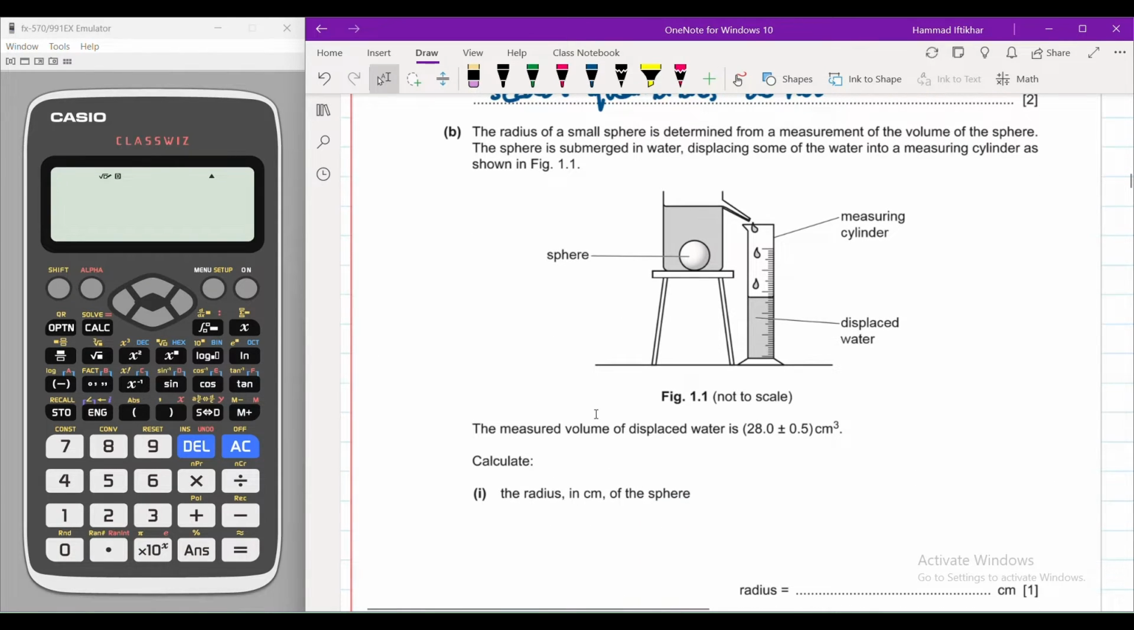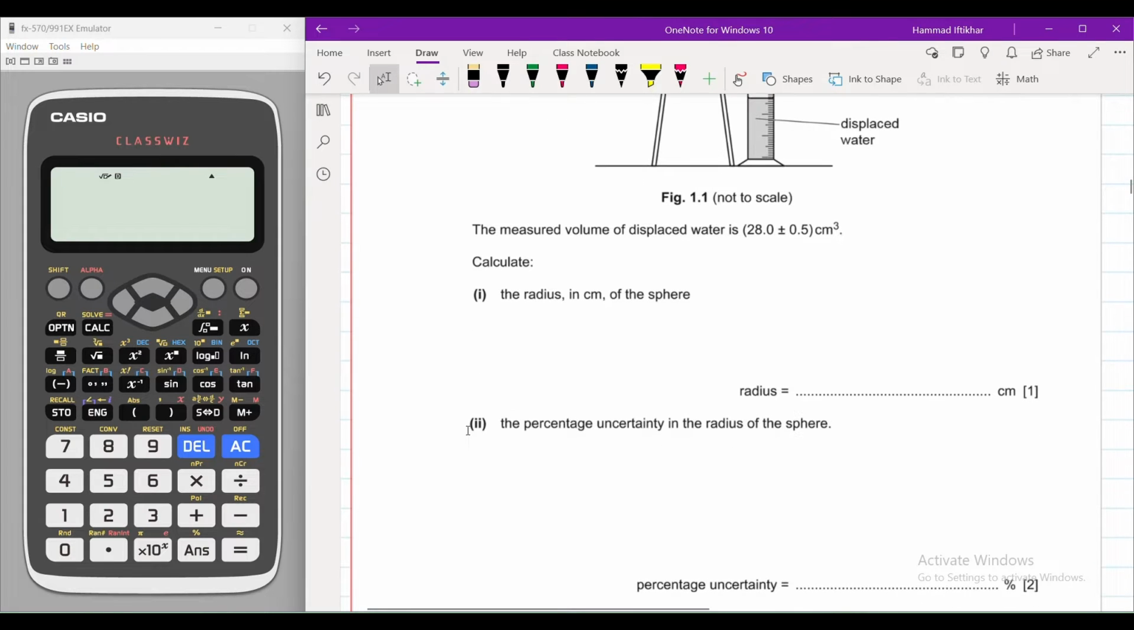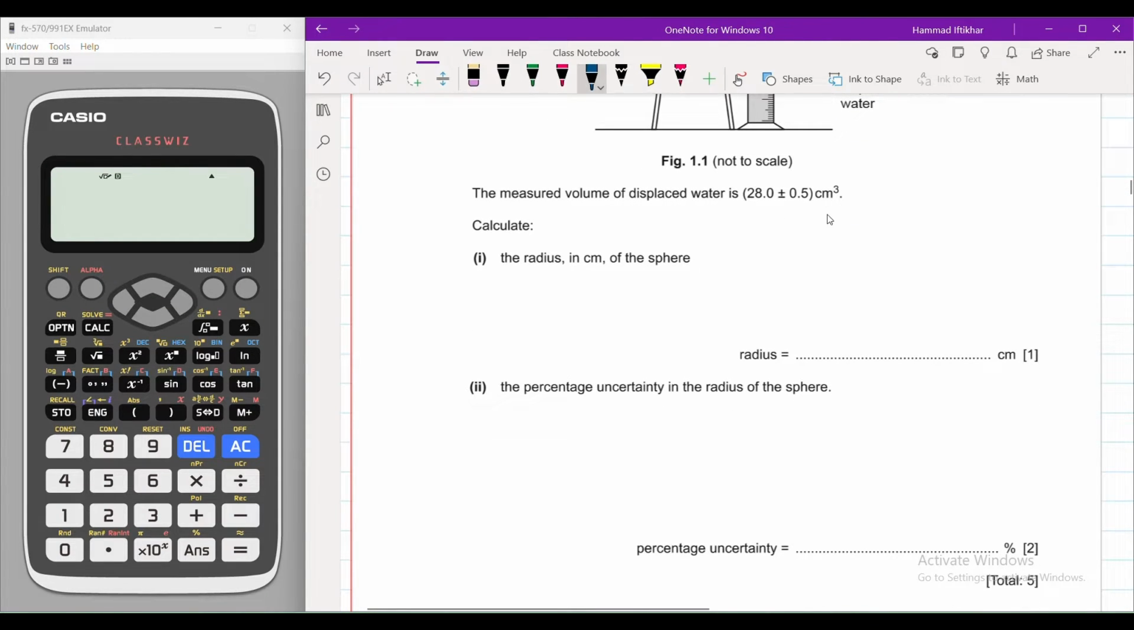The radius of a small sphere is determined from a measurement of the volume of the sphere. The sphere is submerged in water, displacing some of the water into a measuring cylinder as shown. Basically this is one of the applications of Archimedes principle, where the object displaces the volume by the same amount as the volume of the object itself. The measured volume of the displaced water is 28 plus minus 0.5 centimeter cube. Calculate the radius in centimeter of the sphere.